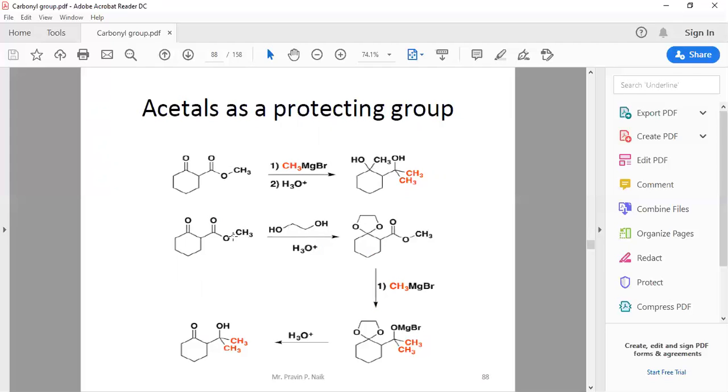Now if you see the second reaction, again I have the same starting material, but instead of adding Grignard reagent, I have added 1,2-diol first, and then I have added Grignard reagent. So what happens if I add 1,2-diol first? When I add 1,2-diol first, it is going to react with the acetone, the ketone part, and it will form a cyclic ring, or the acetal formation.